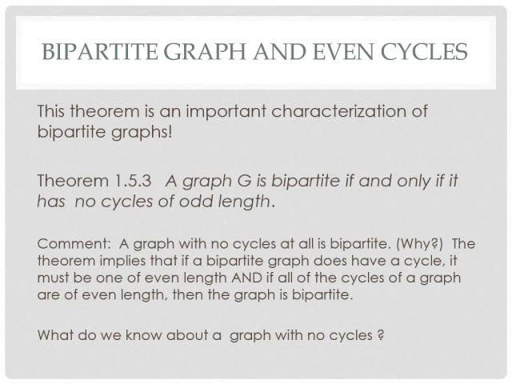So anytime you find a cycle in the graph, if a graph has this property that all its cycles are even, then it's bipartite. But if it has just one odd cycle, then it's not bipartite. What if it has no cycles? Then what would we say?